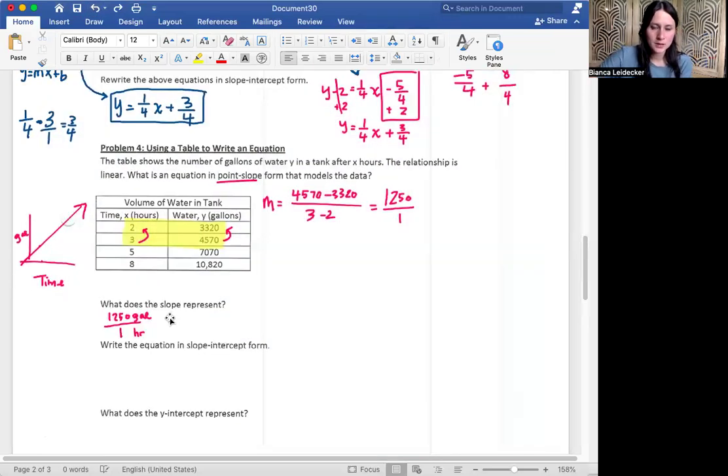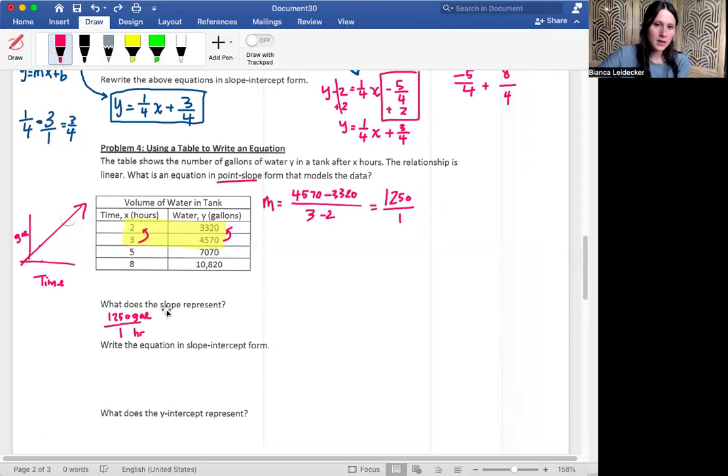So I'm going to have to handwrite this, or you could just listen to the audio and then handwrite it in. I'm going to say it again. The slope represents the rate at which water is being added to the tank in gallons per hour. Okay, that's what the slope represents.